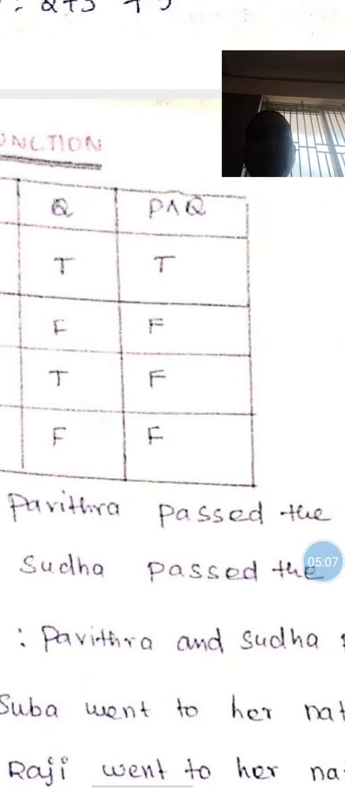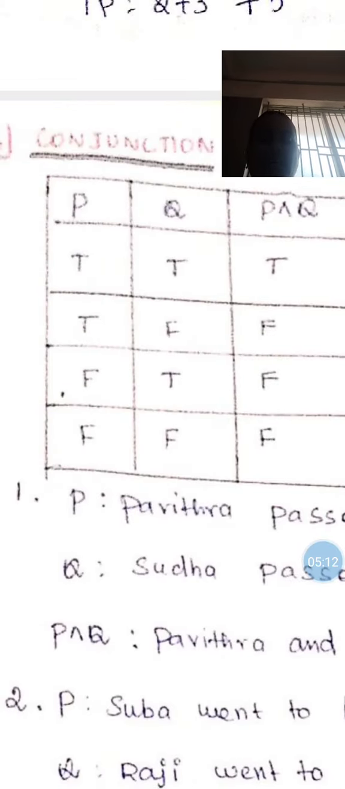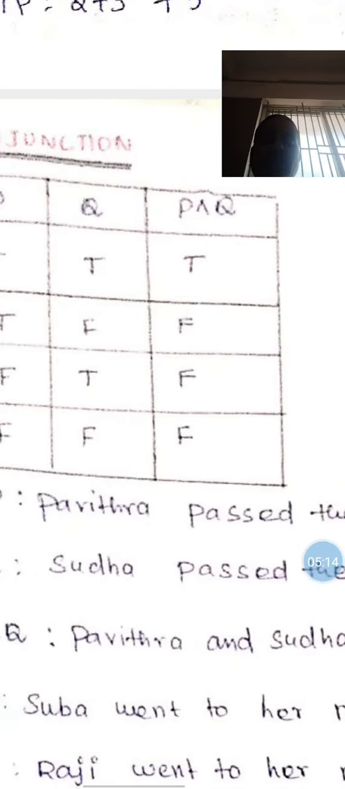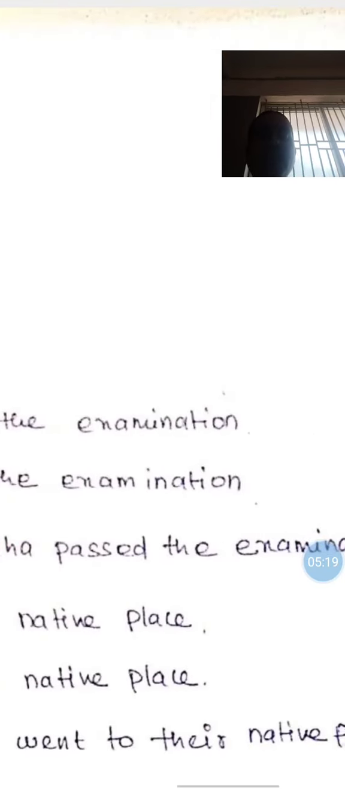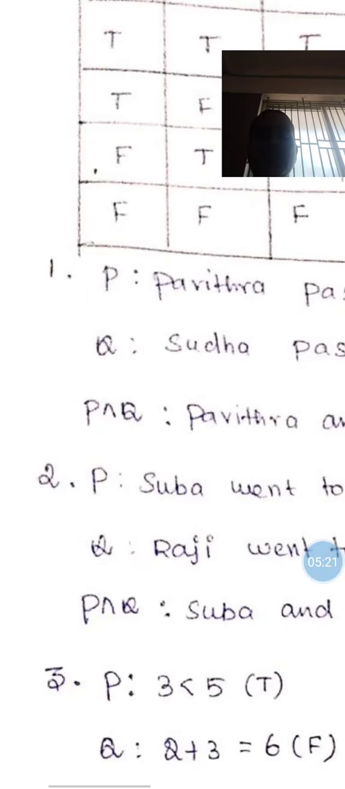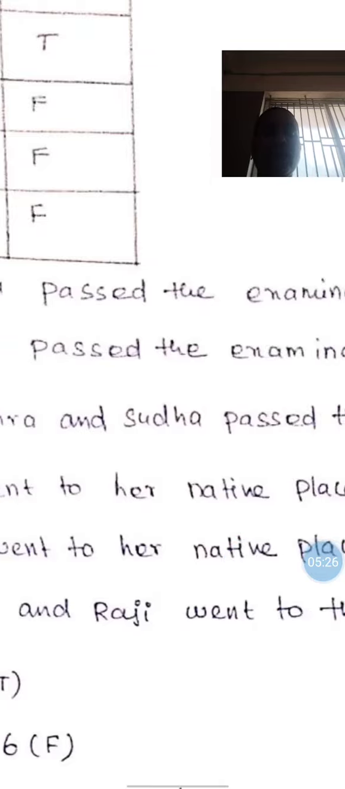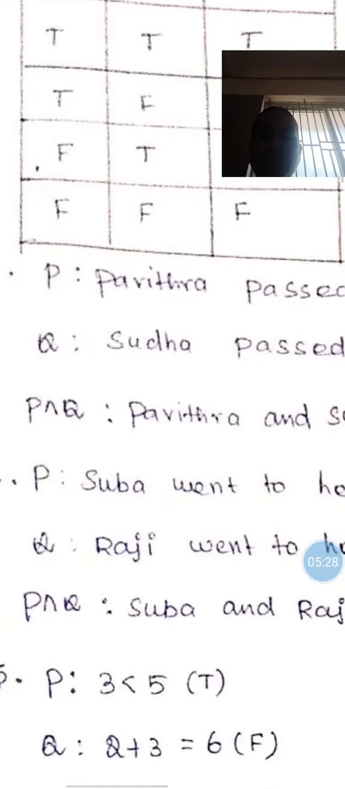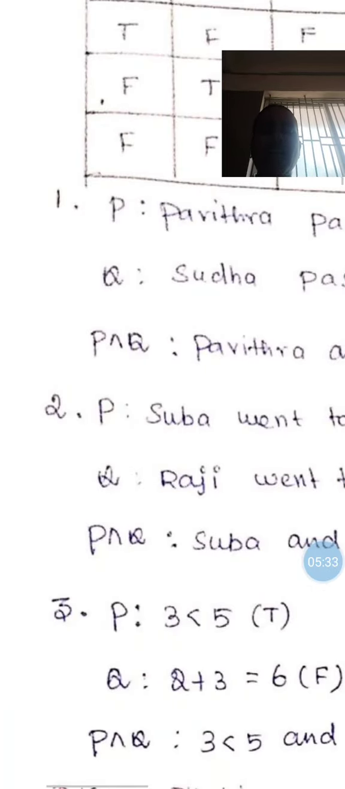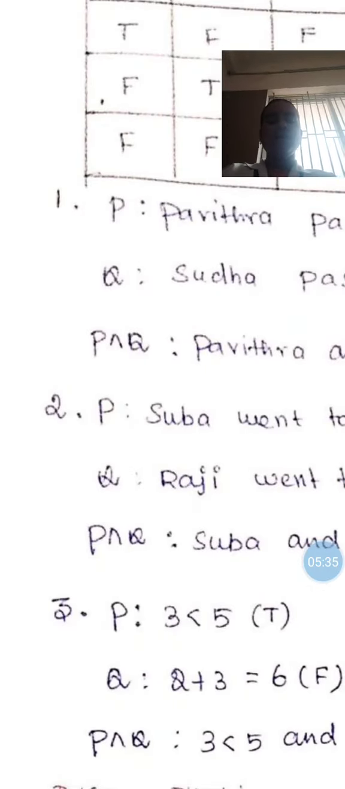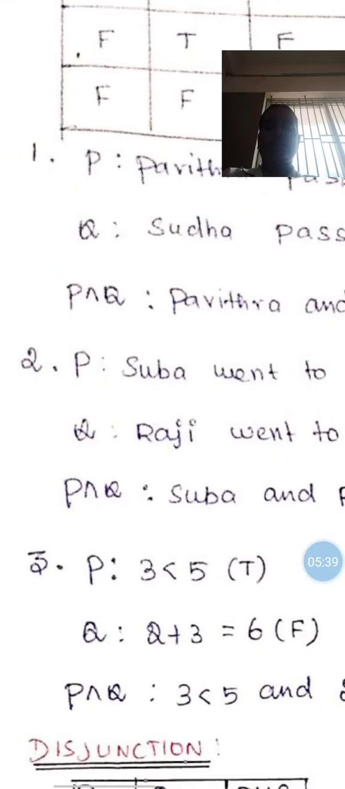Example: we take the proposition P, Pavitra passed the examination, and Q, Sudha passed the examination. Then we write P conjunction Q as, Pavitra and Sudha passed the examination. Then the second example is P, Subha went to her native place, and Q, Raji went to her native place. Then we write P conjunction Q as, Subha and Raji went to their native place.